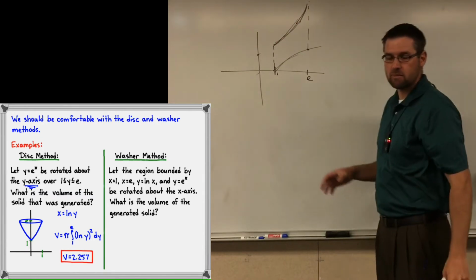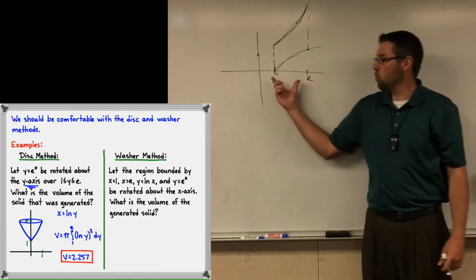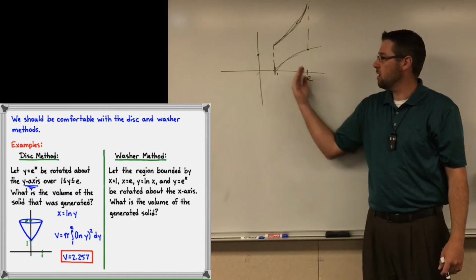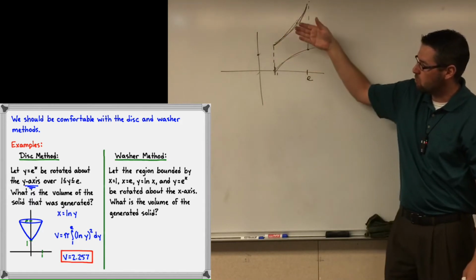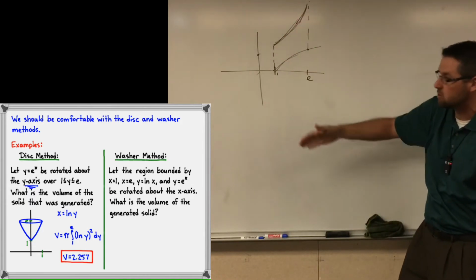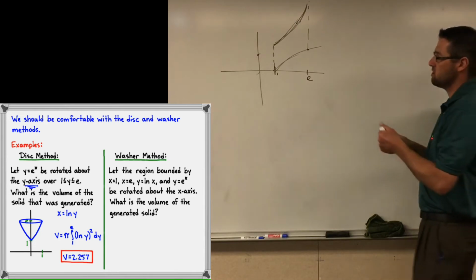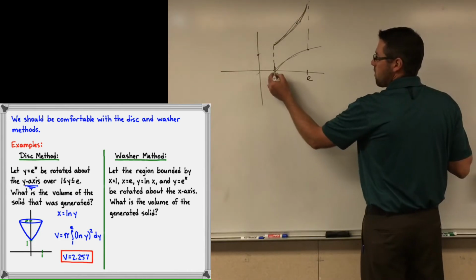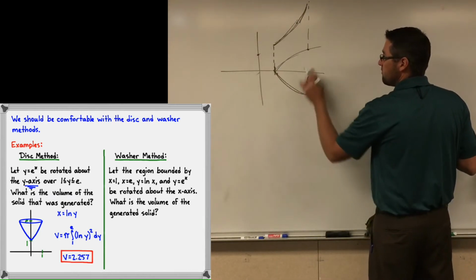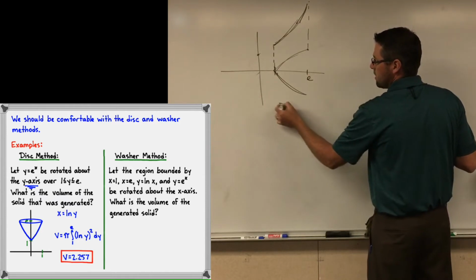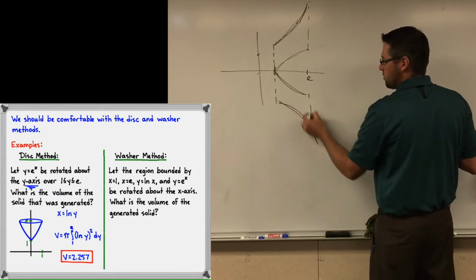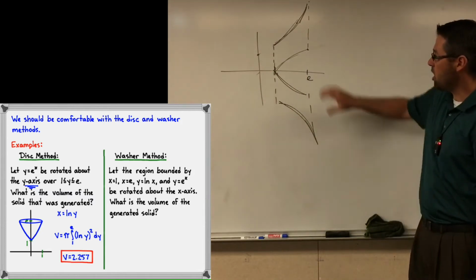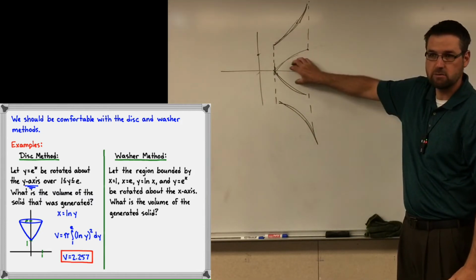Are you guys okay with this? So we're looking for the region from 1 to e that's bounded by natural log of x and e to the x, and we're rotating it about the x-axis, so it's going this way, right? So what's the bottom going to look like? It's going to be this reflection, right? And it'll be kind of like this. So do you see a disc or a washer here? It's a washer because you have a cavity in it, right?